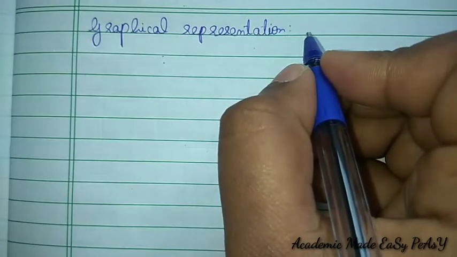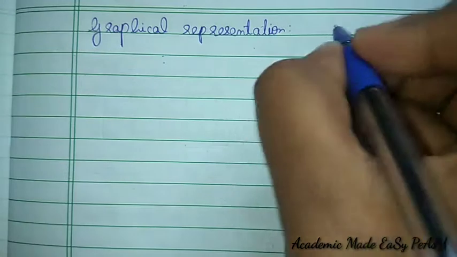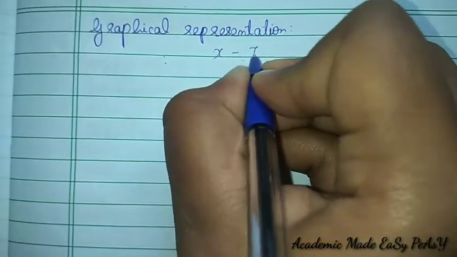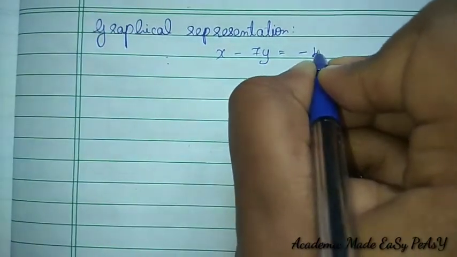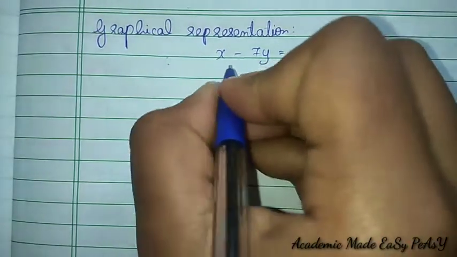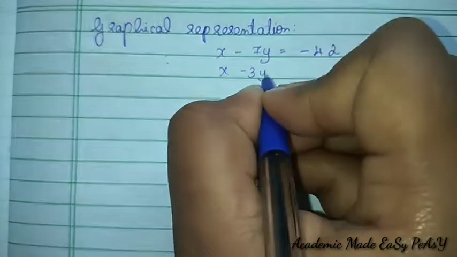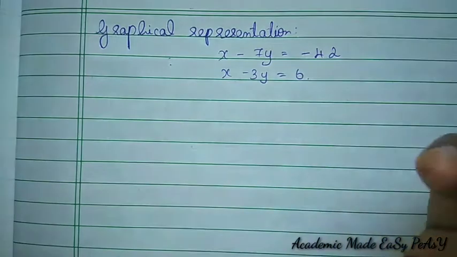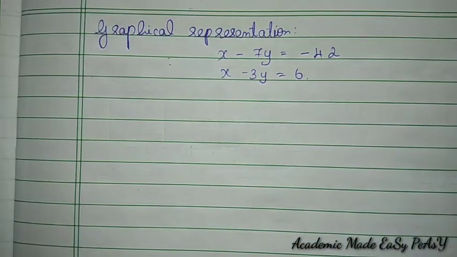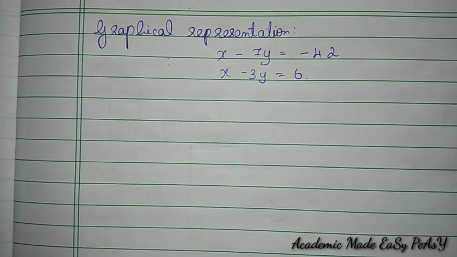So graphical representation, what were the two equations? It was x minus 7y is equal to minus 42 and x minus 3y is equal to 6. These are the two equations. So we can't just directly plot graphs; instead, we have to find the points.